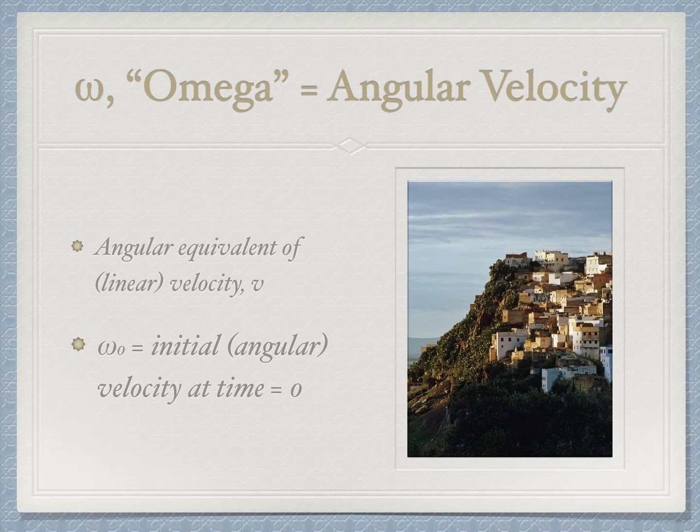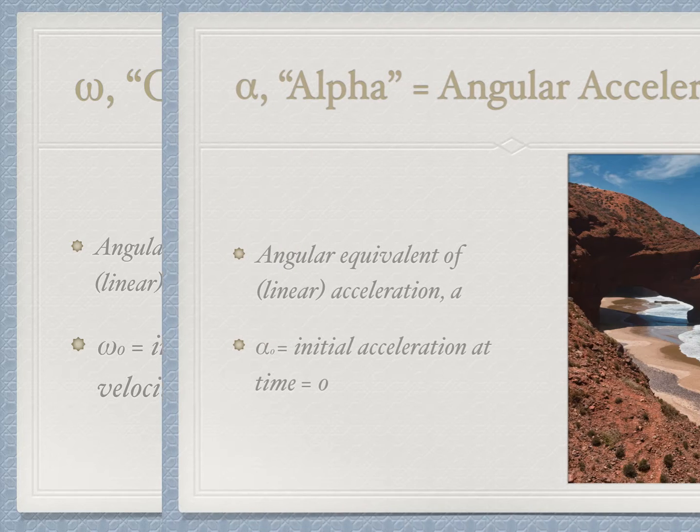It looks like a W, but that is omega. Omega represents angular velocity. Angular velocity is the angular equivalent of linear velocity, represented by the letter V. Omega naught represents the initial angular velocity at time equals 0. They won't always tell you time equals 0 there. They might just say omega naught, and you're supposed to know instantly that when you see omega naught, at that moment time equals 0.